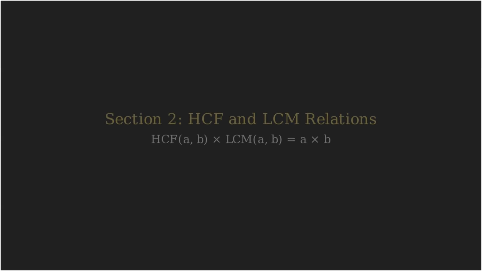Moving on to Section 2. The prime factorizations of integers allow us to easily calculate their highest common factor and least common multiple. More importantly, there is a beautiful relationship between these values for any 2 positive integers.